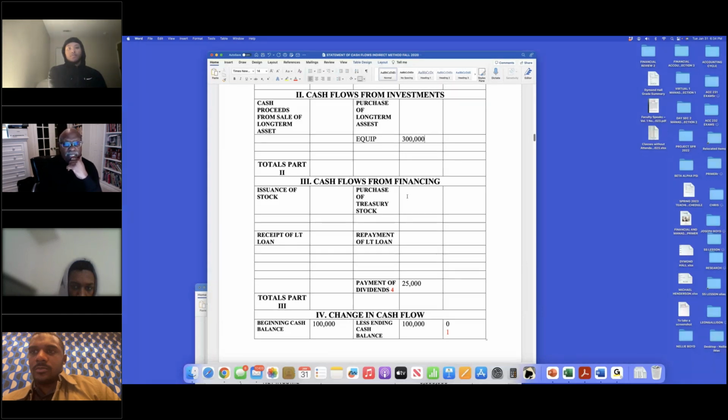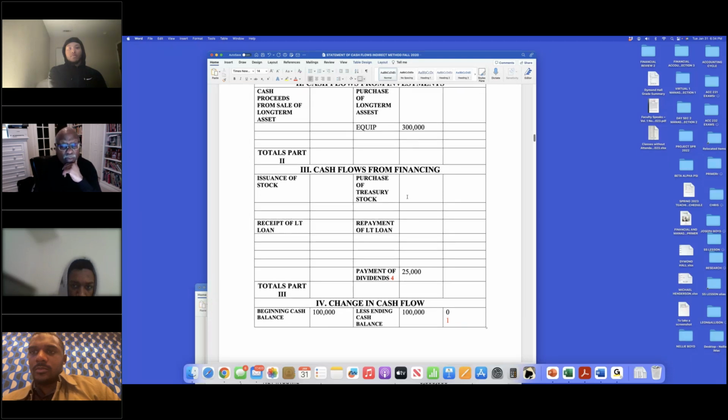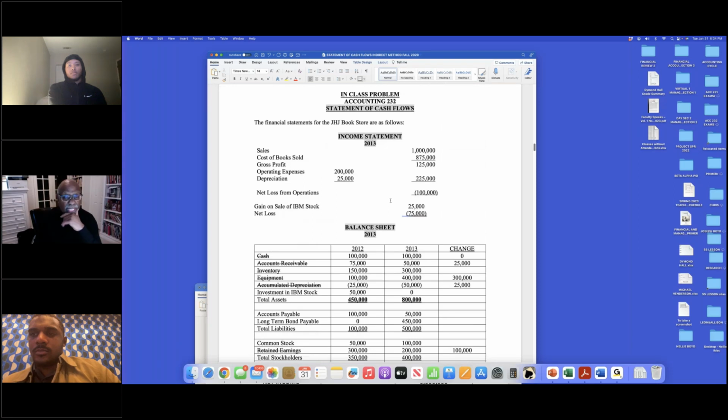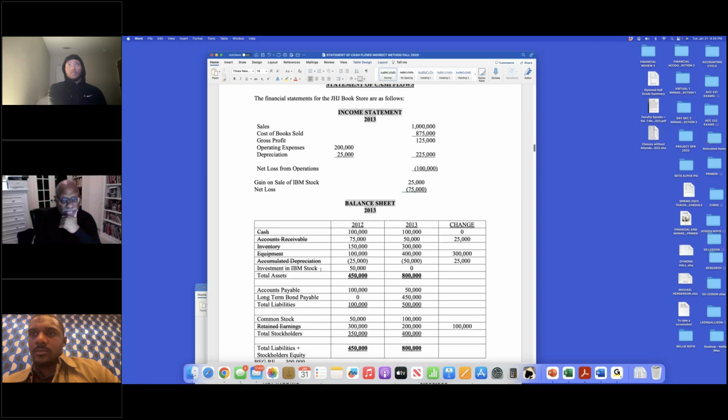If you know the template, you won't be struggling. Then we got one other thing, investment in IBM stock. So what happened with this IBM stock? It went down, so we must have sold it, right? Yes, so that was a source. It says the stock went down.